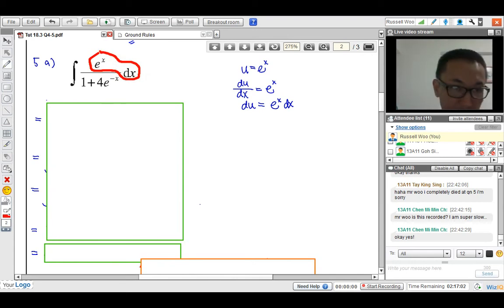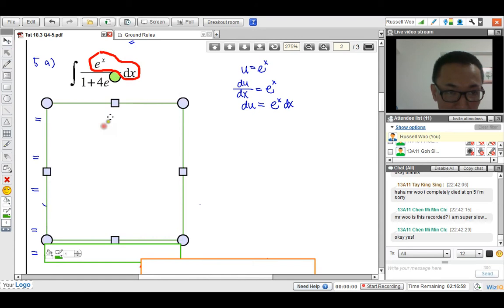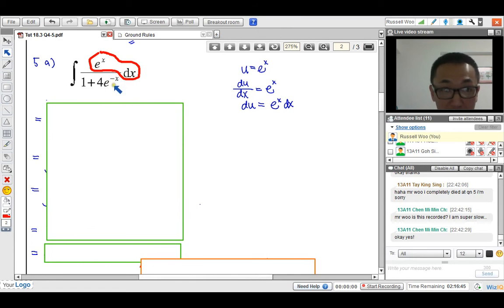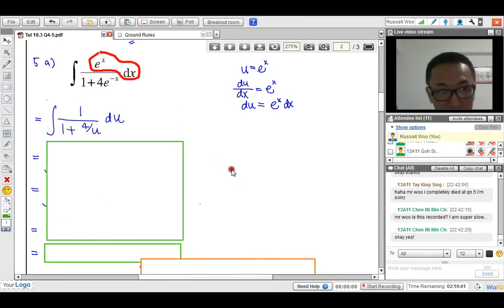Can? Fine. So now the next step is, now that e^x dx is actually du, and e to the power of negative x is 1 over u. So therefore the next step looks like this. So far so good.